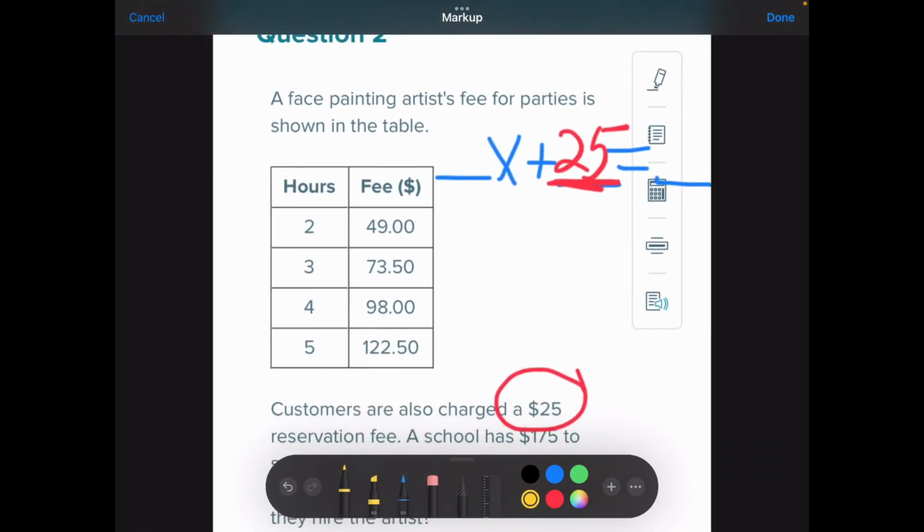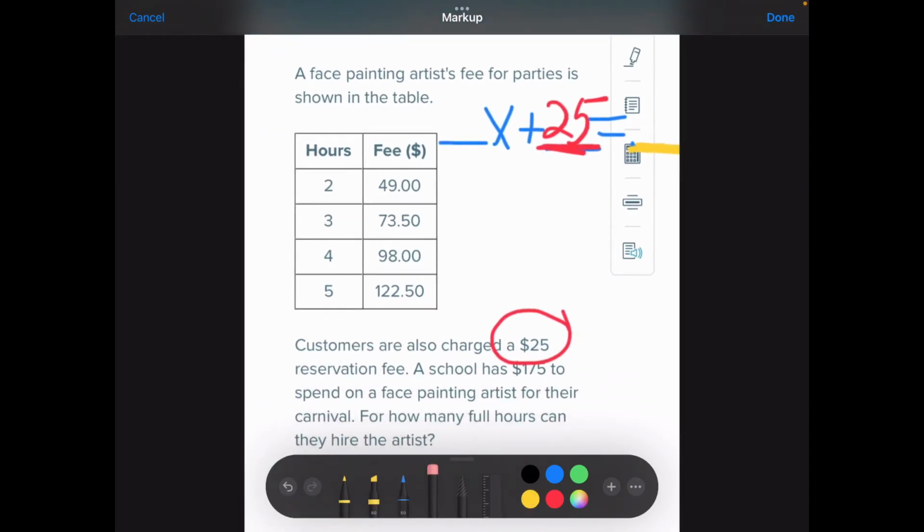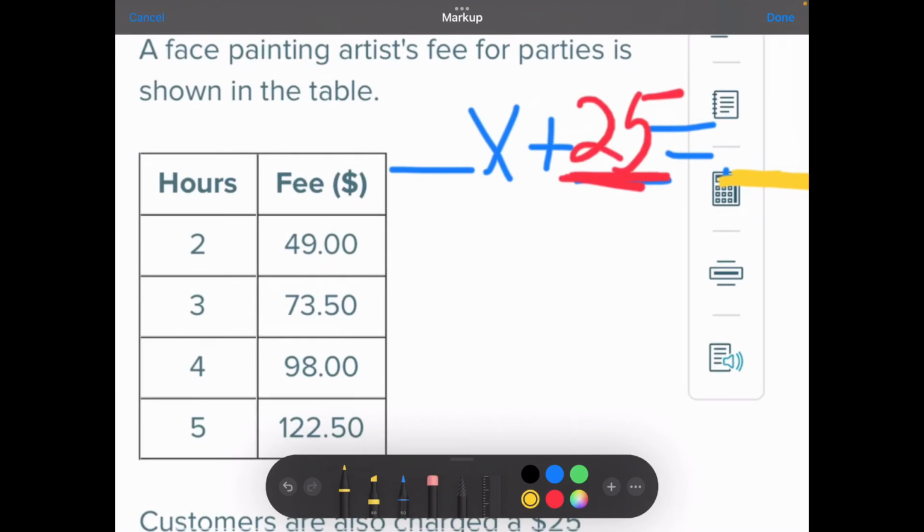Okay, I'm going to underline the last one in yellow. So what is this all going to equal before we even get to the x part? Well, it says here that a school has $175 to spend on this face painting, right? So can the school spend more than that? No, it cannot, right? That's its limit that it can spend. Can it spend less than that? Yeah, but we want to know how many full hours they can hire this artist, right? So over here, where it equals, is going to equal 175, all right?